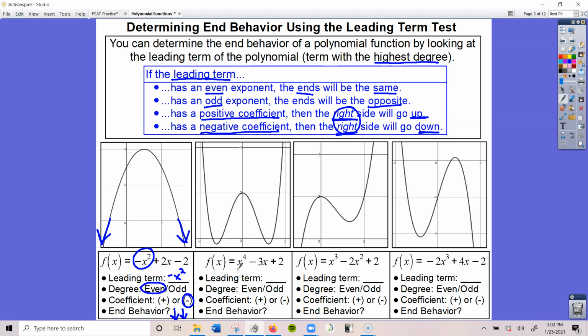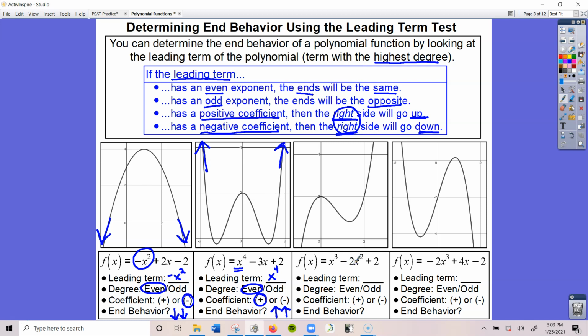For this next one, we have x to the fourth minus 3x plus 2. In this case, my leading term is x to the fourth. The degree is an even number. And the coefficient, even though we don't see it, it's an invisible one, and it is positive. So this means that the right side will go up, since the coefficient is positive, and since the exponent is even, the left side goes in the same direction. So you can see on the graph here that it goes up and up.